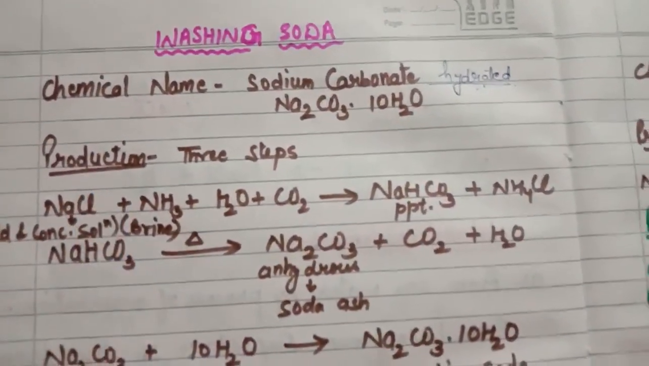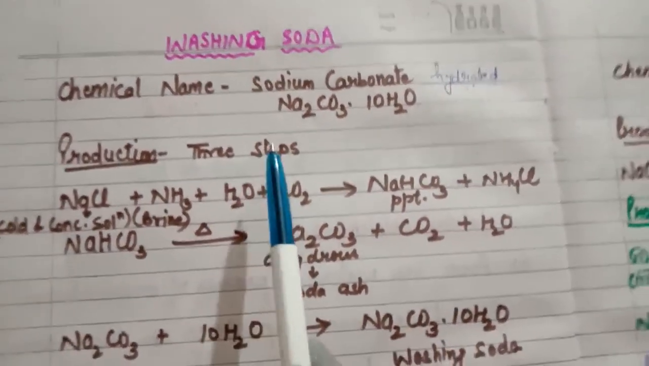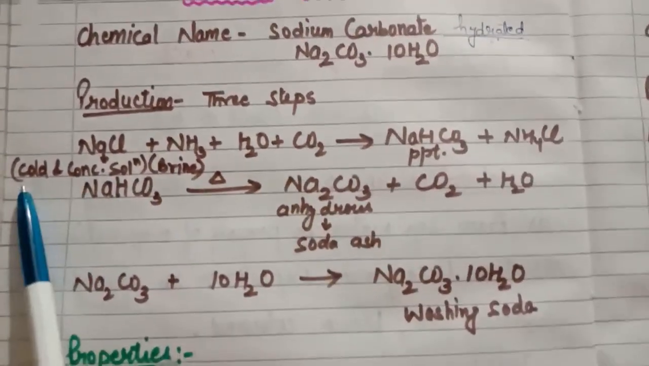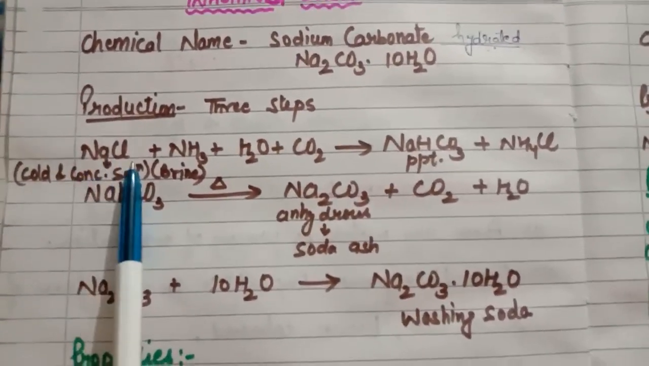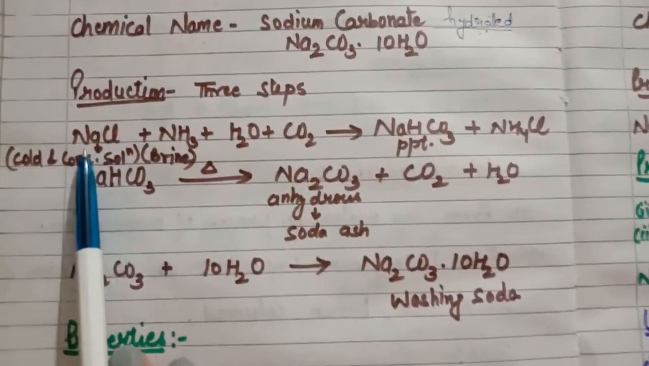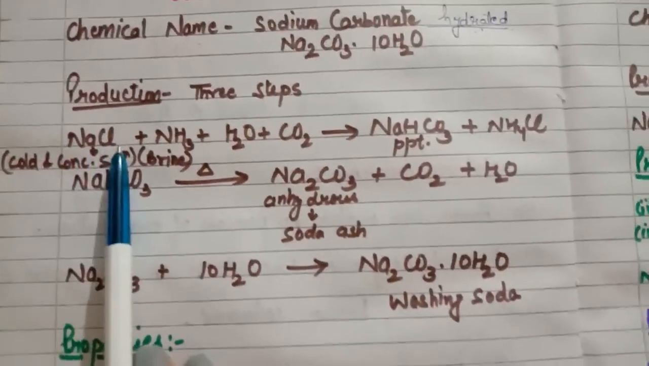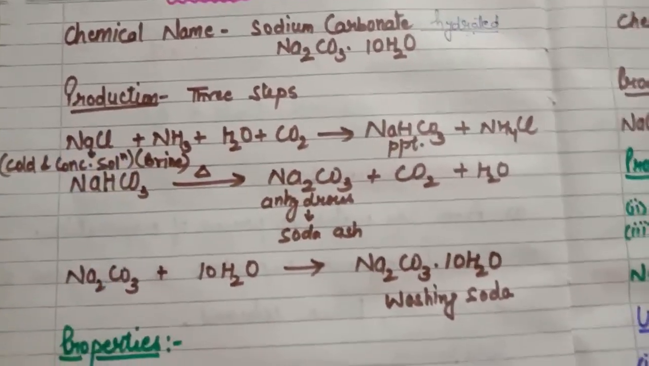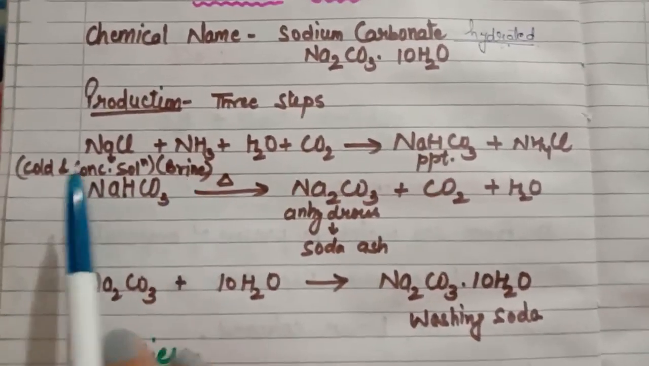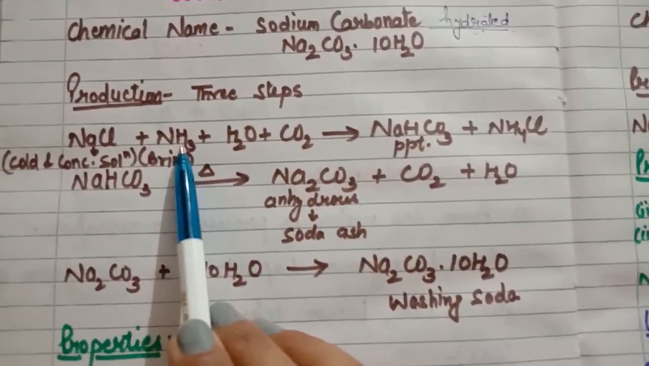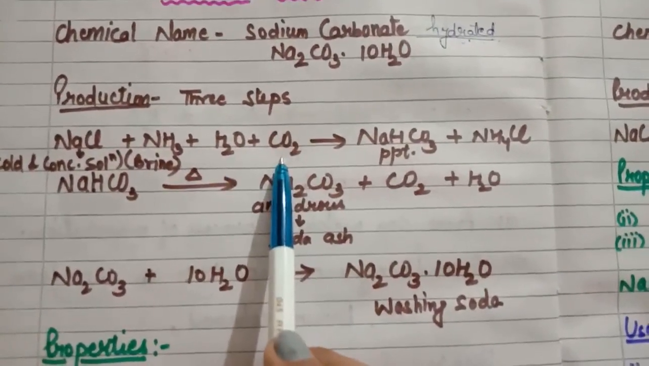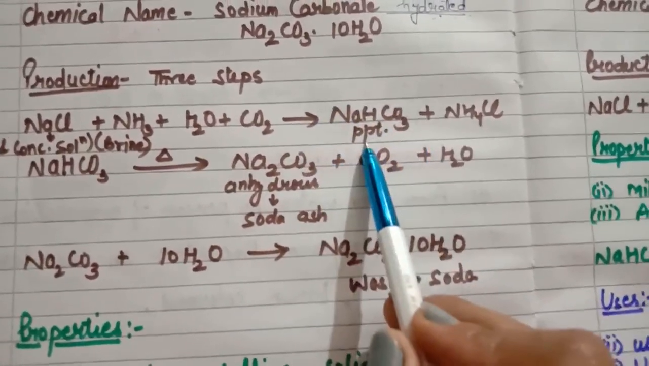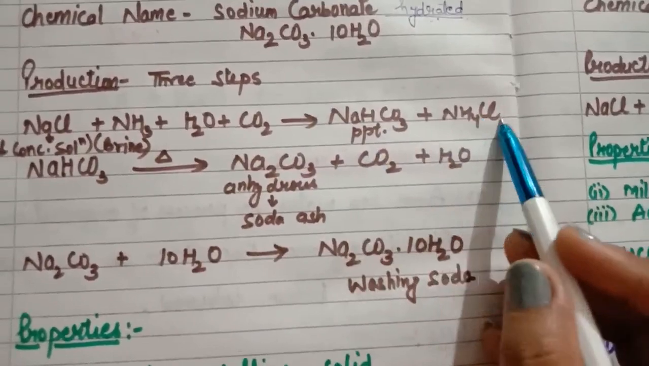Its production takes place in 3 steps. First step is we have to take a brine solution. What is a brine solution? It is a cold and concentrated solution of sodium chloride. That is, we take a large amount of sodium chloride in some amount of water. We add ammonia, NH3, and water, and carbon dioxide gas is passed to form NaHCO3, known as baking soda. Its precipitate is formed, and NH4Cl is formed.